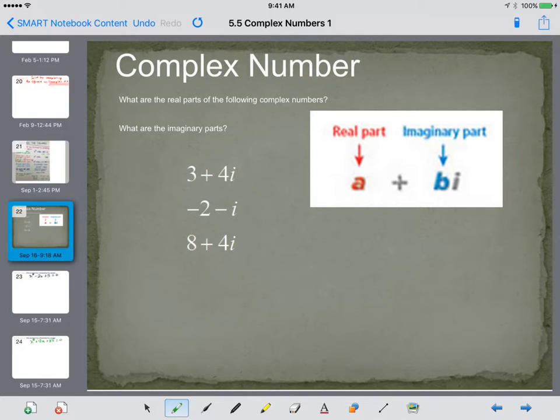The next thing let's review is a complex number. There's a real part and an imaginary part in complex numbers. So for example, 3 plus 4i, the 3 is real, the 4 would be our imaginary part.